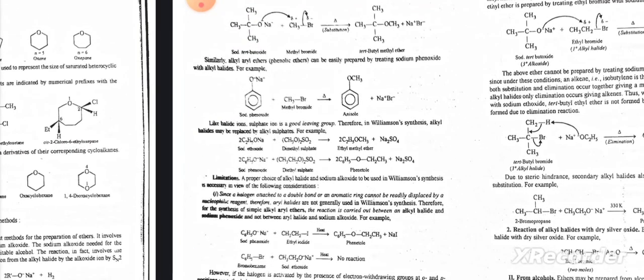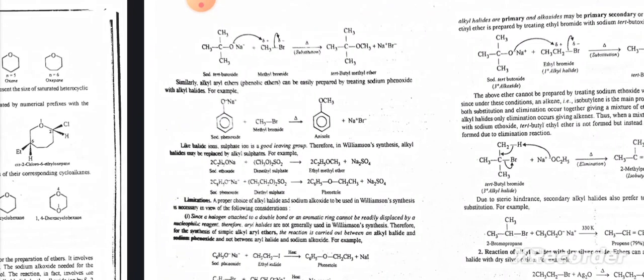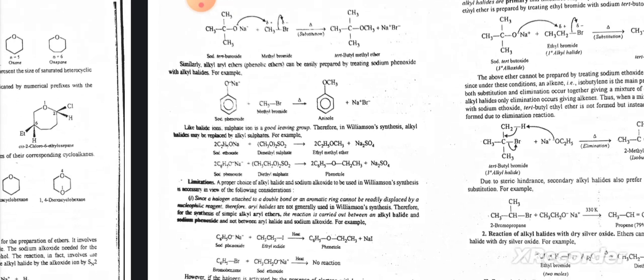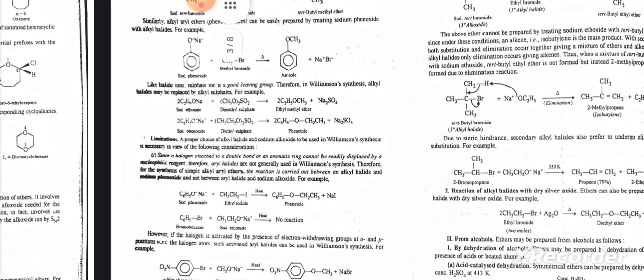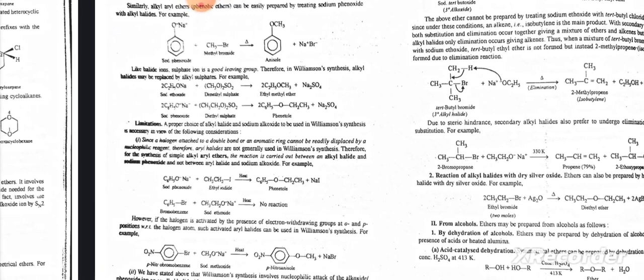Similarly, alkyl aryl ethers can be easily prepared by treating sodium phenoxide with alkyl halides. Like halide ions, sulfate ions are a good leaving group. Therefore, in Williamson synthesis, alkyl halides may be replaced by alkyl sulfates.